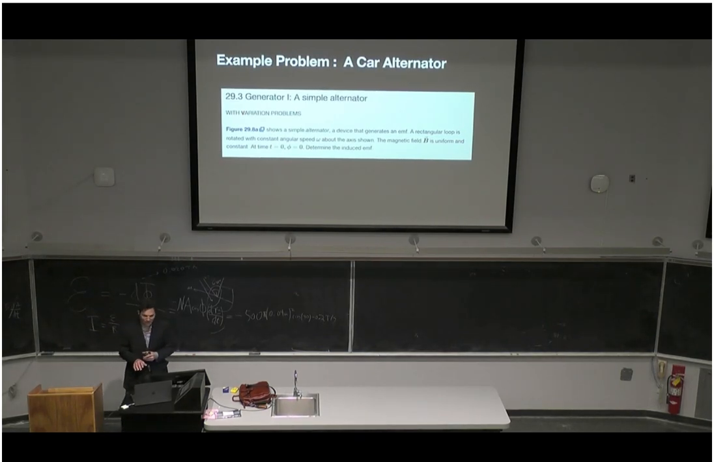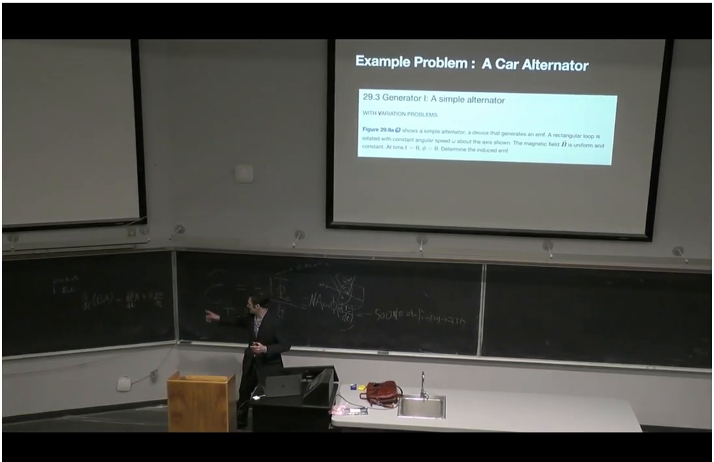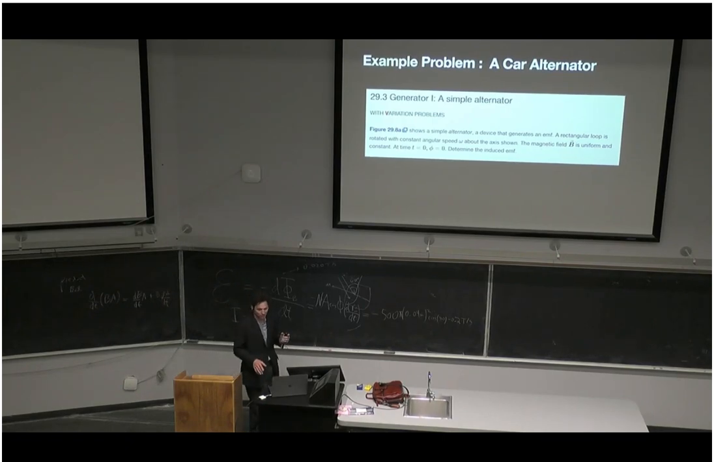So we have this picture. I'll show you it in a second after I read the problem. It's a device that generates an EMF, a voltage. A rectangular loop is rotated with some constant angular speed. So we have some loop of wire where it's rotating. So what's changing in this case? This is the term that's not zero. This term could be zero now for an alternator because dA by dt is changing with time.